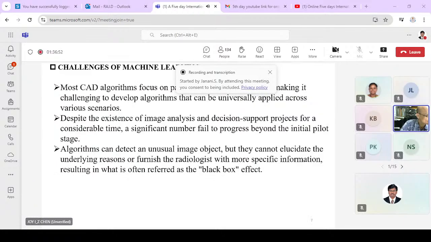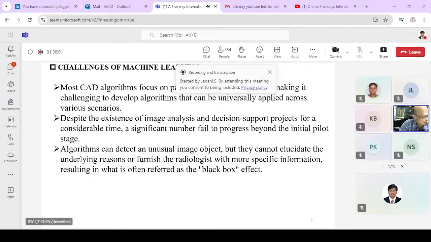First, developing machine learning algorithms for evaluating new images is a complex task that involves advanced learning algorithms and substantial quantities of clinical data. And next, machine learning models do not learn on an incremental basis. There is little done on a real-time basis. Healthcare organizations rely on learning with most tech algorithms. Computer-aided design algorithms focus on particular tasks or conditions, making it challenging to develop algorithms that can be universally applied across various scenarios.